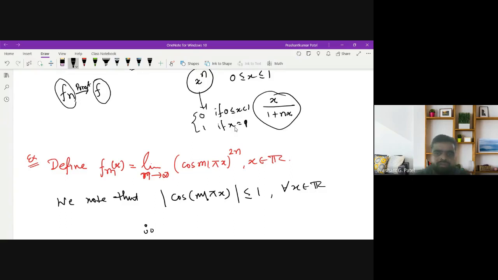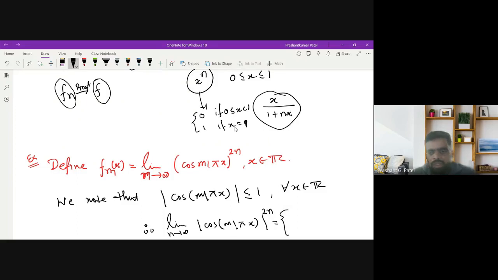So if x is equal to 1, then it is 1. So the value of this function is between -1 and 1. And if I take the limit n tends to infinity of cos of m factorial pi x, power 2n. Since it is a power 2n, whether I write the modulus or not makes no difference.